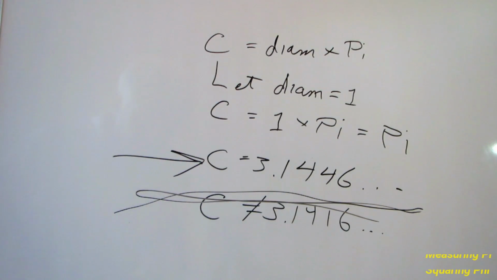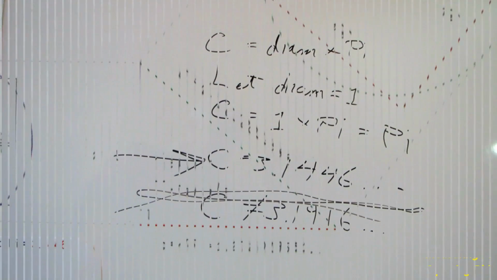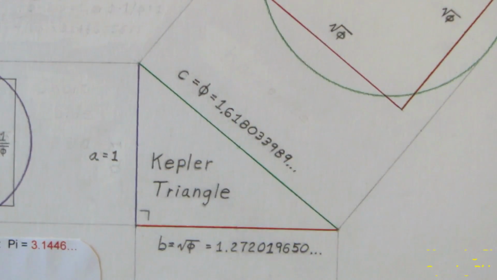So let's go to step 2 and let's learn how to square the sides of a Kepler golden ratio right triangle. In step 2, in solving for the true value of pi, we already know that pi out to 4 decimal places by laboratory measurement is 3.1446. That's as close as we can measure it physically. Now we want to prove it mathematically.